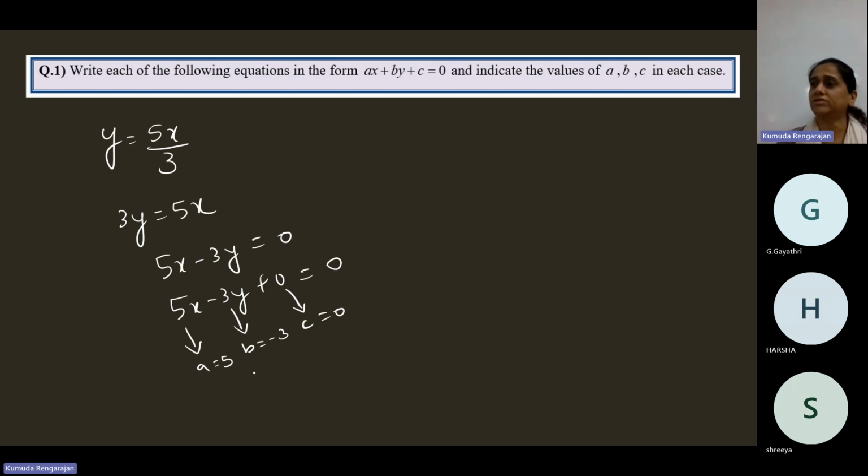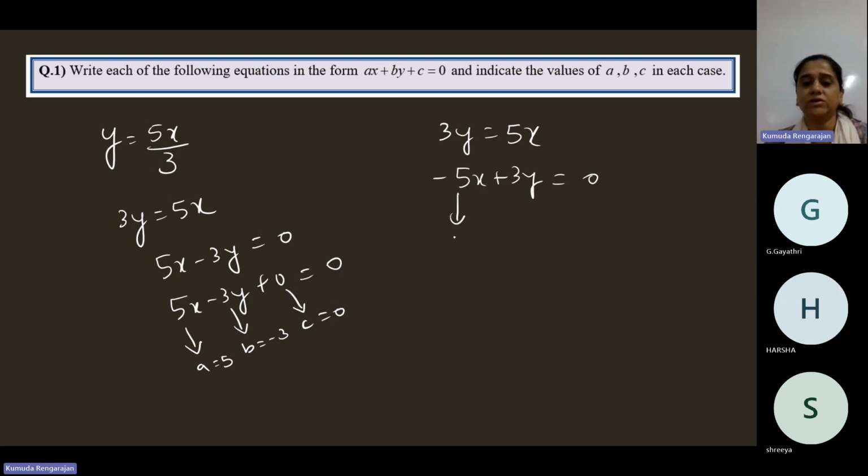Yeah, then you'll get opposite signs. I told you earlier, you can have two different sets of values for a, b, c. We'll get marks for both. So 3y is equal to 5x. You bring this here, it will be minus 5x plus 3y is equal to 0. So then a is equal to minus 5, b is equal to 3, and c is equal to 0. Correct. Both are correct.